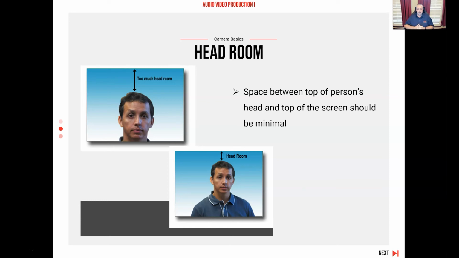So here you'll notice this character is centered in the shot, not using rule of thirds, which is perfect. Maybe they're interviewing them, they're an interview subject or whatever. But the first thing you need to know is headroom.